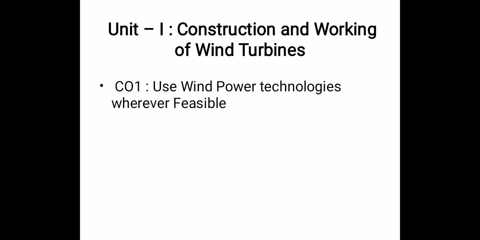Now the first unit is construction and working of wind turbines, and the course objective for this first unit is to use wind power technologies wherever feasible. That means after studying this first unit, we are able to use the wind power technologies wherever necessary. That means the detailed knowledge about the wind power technologies will be available with students once this unit is over.